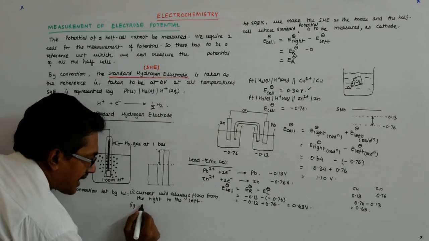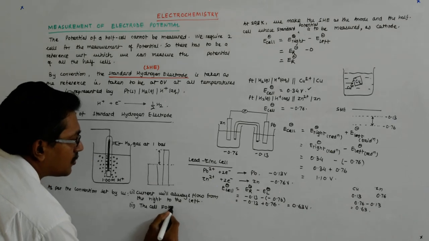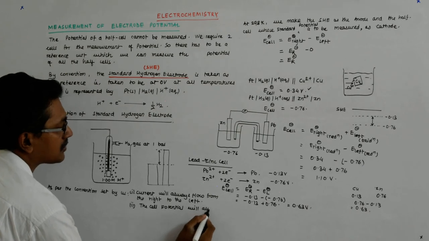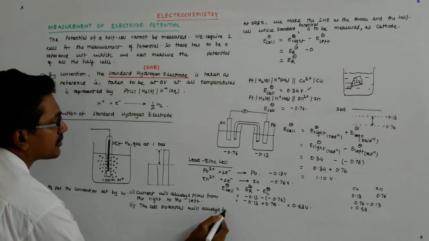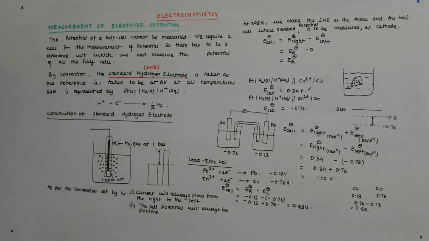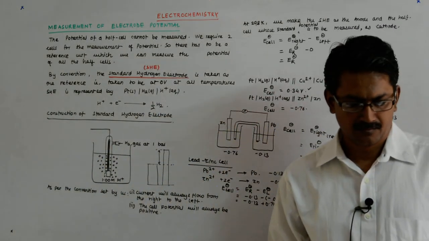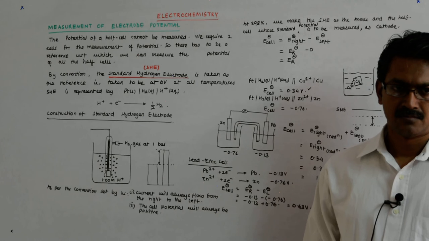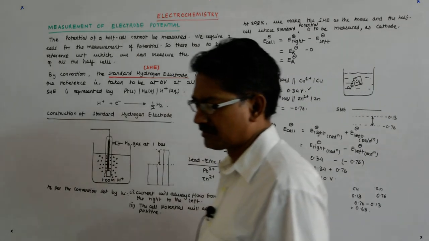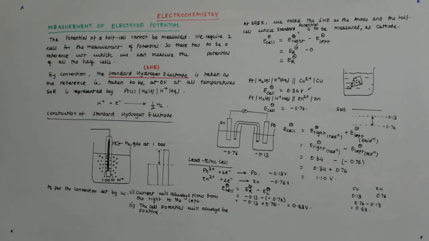And the second thing is that the cell potential will always be positive. It'll always be positive. Okay? And it's quite simple. Pretty simple to understand all this. Fine.